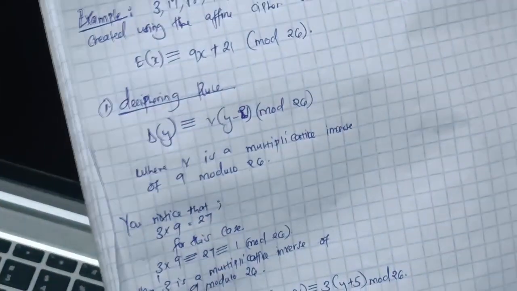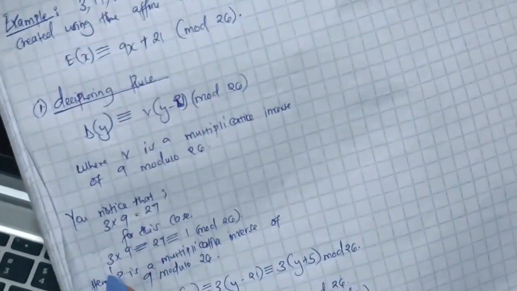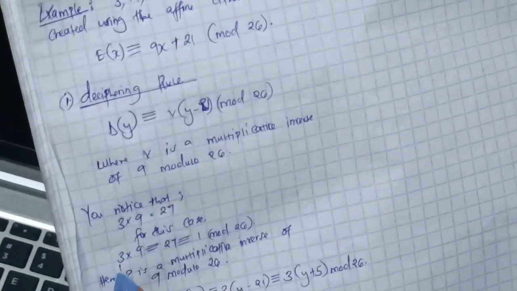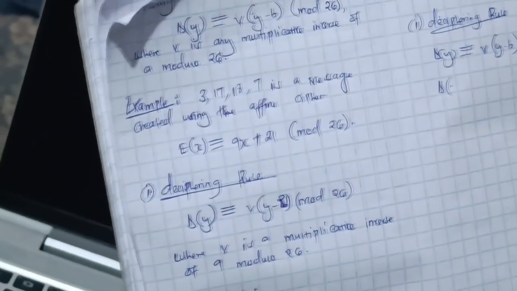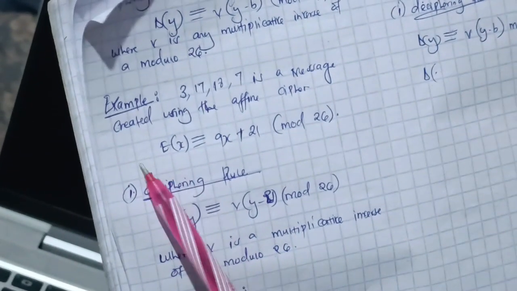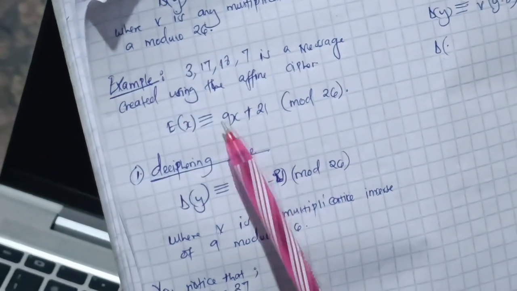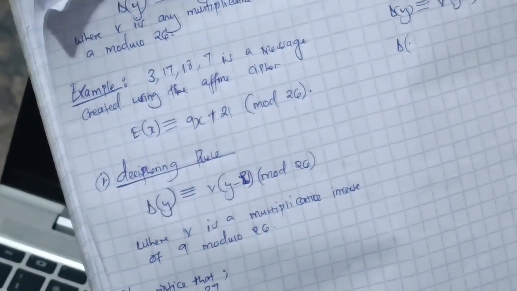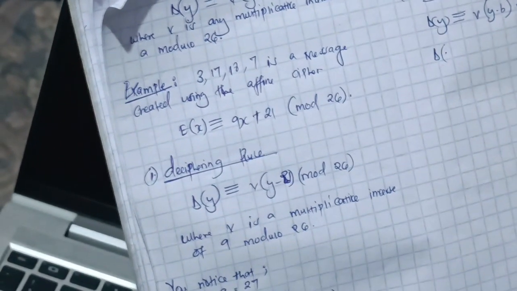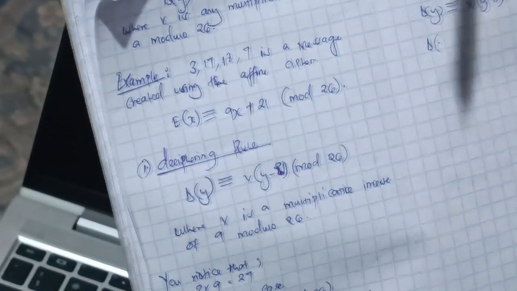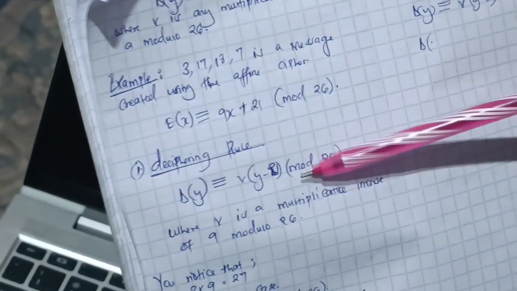We have an example here that we're going to run with. We have a message 3, 17, 18, and 7, and its affine cipher is E(x) congruent to 9x plus 21 modulo 26. The deciphering of this dictates that we substitute b with 21.